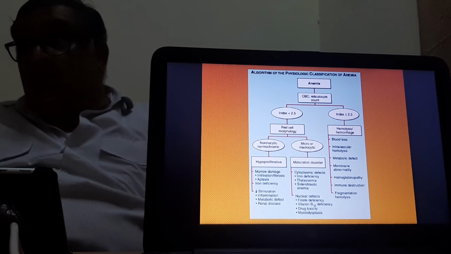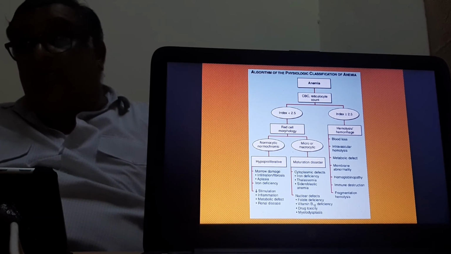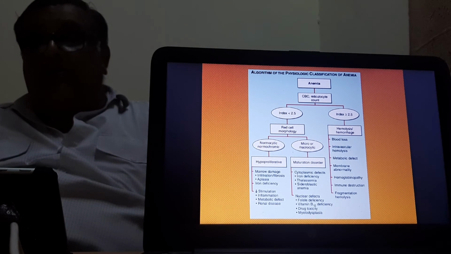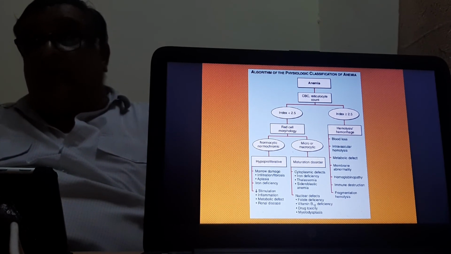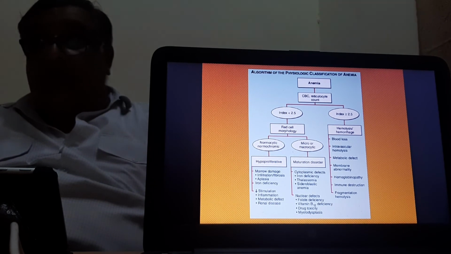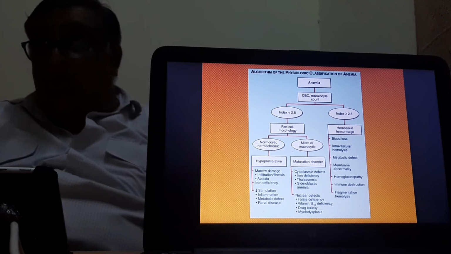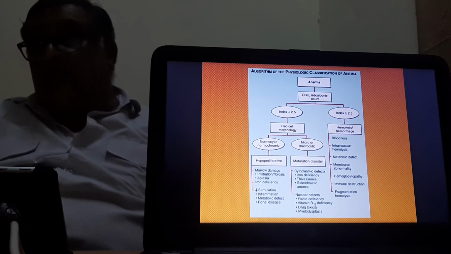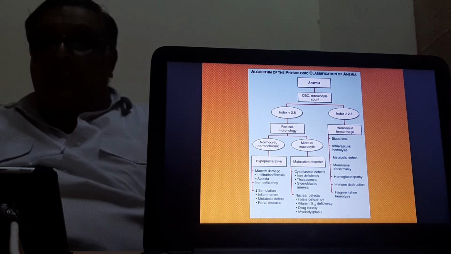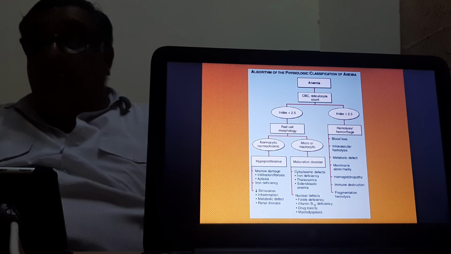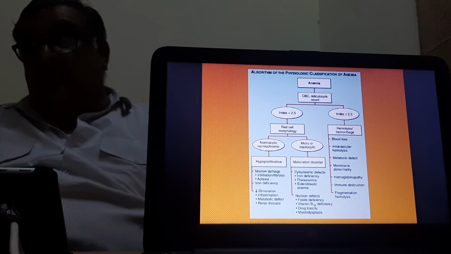Or there may be some hemoglobinopathy. We know it could be because of sickle cell anemia or thalassemia, or there may be immune destruction, or there may be fragmentation hemolysis. By fragmentation hemolysis, we mean schistocytes are present. And schistocytes, as we have already seen, are present in TTP, that is thrombotic thrombocytopenic purpura, hemolytic uremic syndrome, and DIC. These are the three main conditions. So this is the algorithm we follow clinically to decide what type of anemia we are dealing with. Thank you.